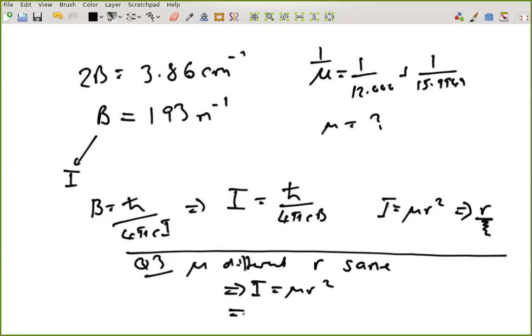And if you know what I is, you can calculate what B is using the h bar over 4 pi c I, which means that you can calculate your expected 2B. And so you can predict for the different isotope what 2B is going to be in the spectrum. So when you've got carbon 13 instead of carbon 12, what is going to be the separation in the spectrum? Any questions with that? How to proceed with that?